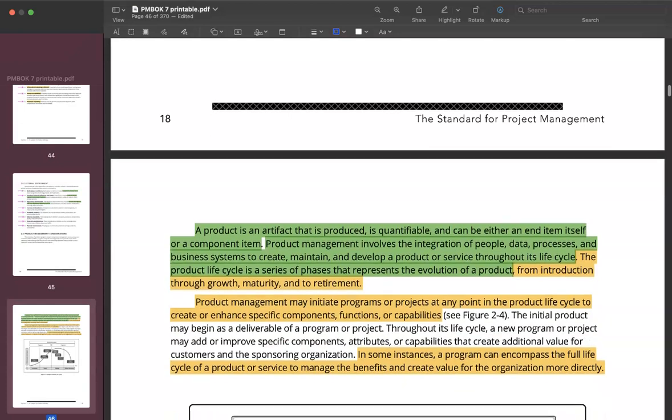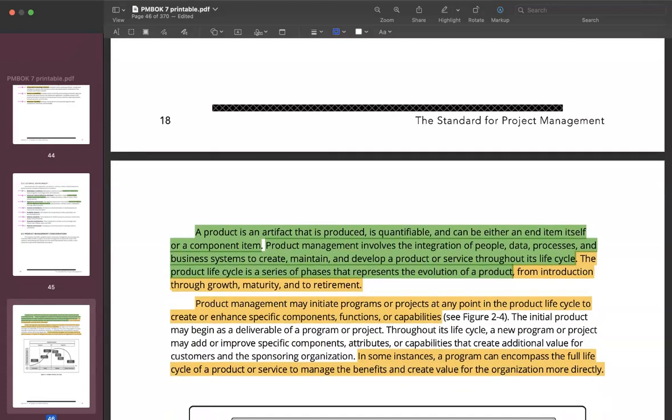So PMI defines a product as an artifact that is produced, is quantifiable, and can be either an end item itself or a component item. So a product could be anything. It could be a physical product, it could be a digital product, it could be a combination of a physical product and a service. So the lines of where a service becomes a product and how products are packaged and sold as services blur. So these lines blur.